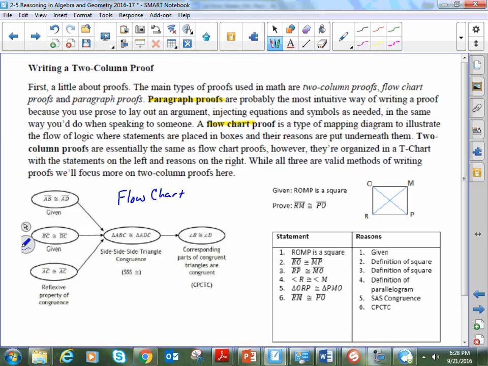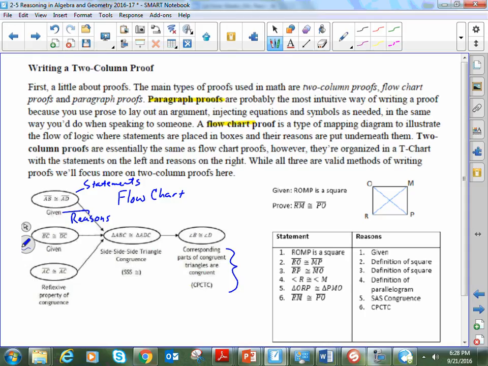where the statements are in a bubble or a box of some kind, and the reasons are given outside of the box. It could be written underneath it, it could be written above it. Generally, you might want to write it underneath because the reasons for a statement generally are a little bit more involved or a little bit more lengthy. So you can see writing the reason underneath the statement would be a little bit easier to see.